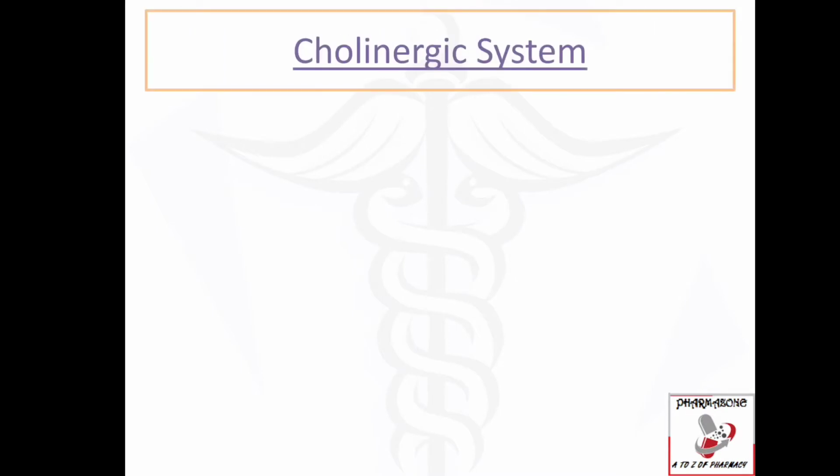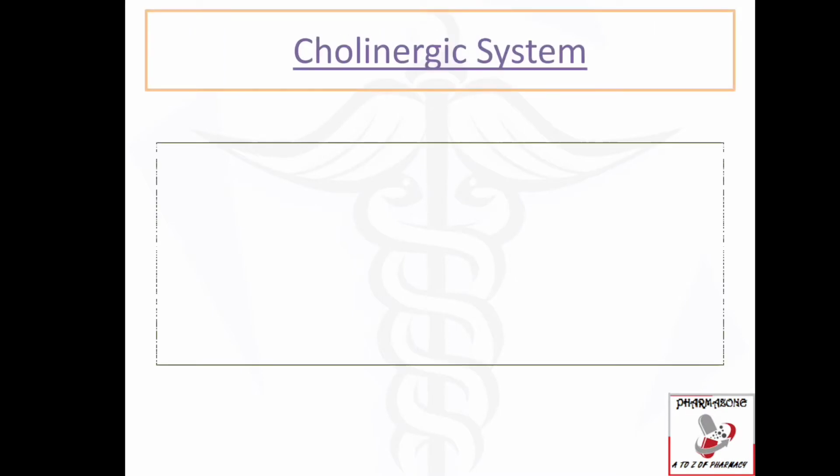In the previous video, we had ended with the drug classification of the autonomic nervous system. That is, it is divided into the sympathetic system and the parasympathetic system. The parasympathetic system is further divided into the cholinergics, also known as the agonists, and the antagonists, that is the anticholinergics. So in this video, we are going to study in detail about the cholinergics. So let's begin. The cholinergic system.